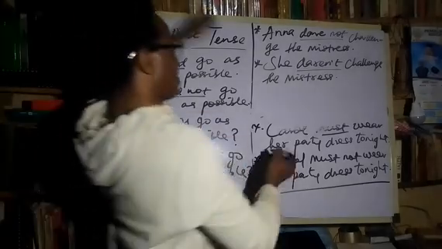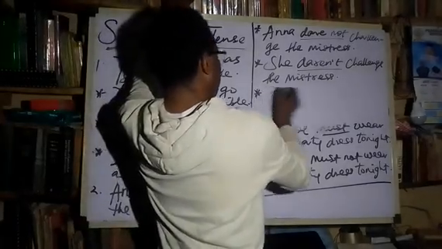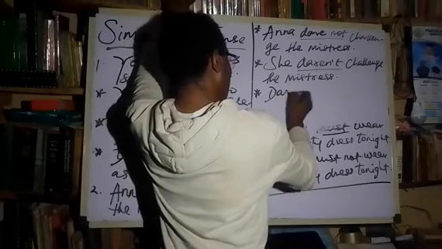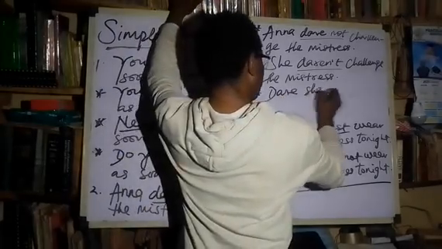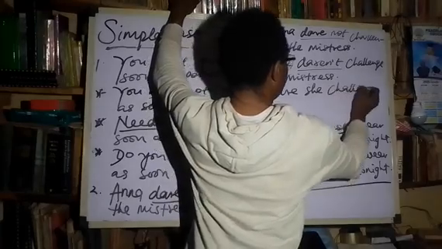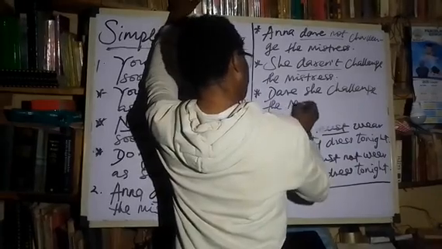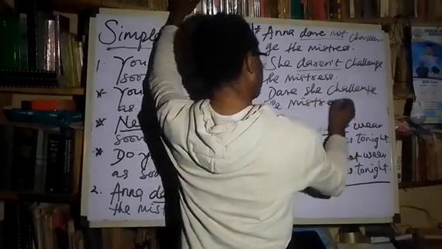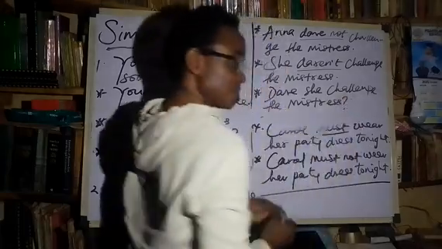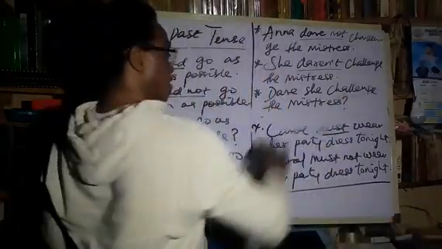Then the question form, the interrogative, becomes: does she challenge the mistress? Question form. Does she challenge the mistress?